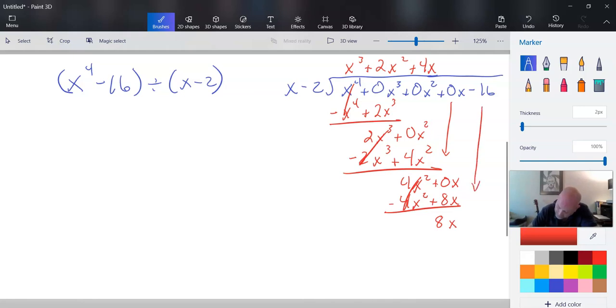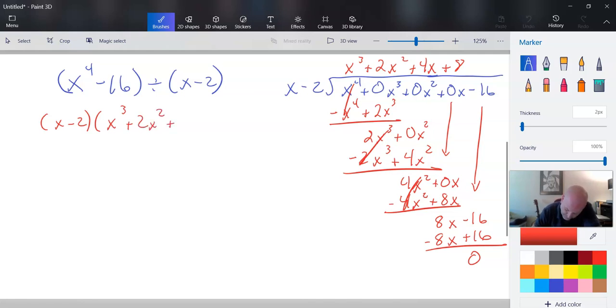And I'm going to bring down my minus 16 now. And x times, well, it looks like x times 8 will give me 8x. So that gives me minus 8x. And then that's minus 16, but I'm adding it. And that gives me a remainder of 0. So that means, now keep in mind, this is not a complete factorization, but it is a factorization. We have x minus 2 times x cubed plus 2x squared plus 4x plus 8.